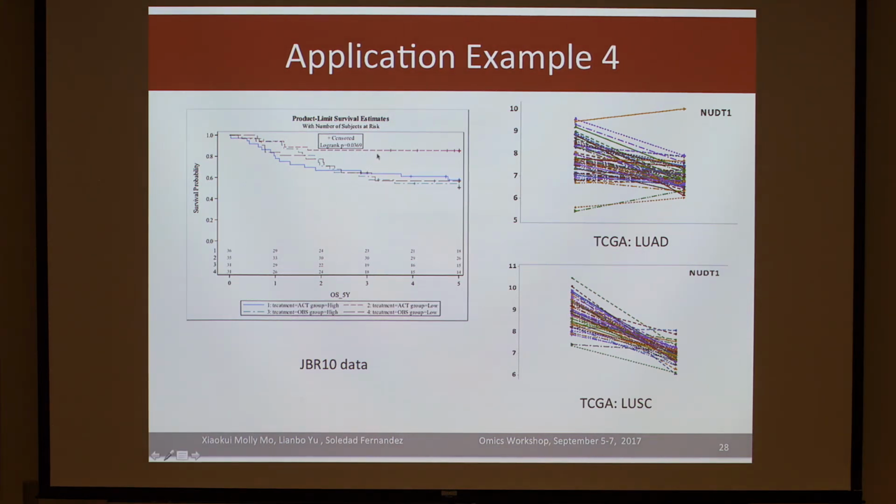As you can see for this gene, NUDT1, when the patient had low expression of the gene, they survived better after the chemotherapy than patients having high expression. And also in the observation group, the patients without treatment, the low expression patients have a better survival rate.